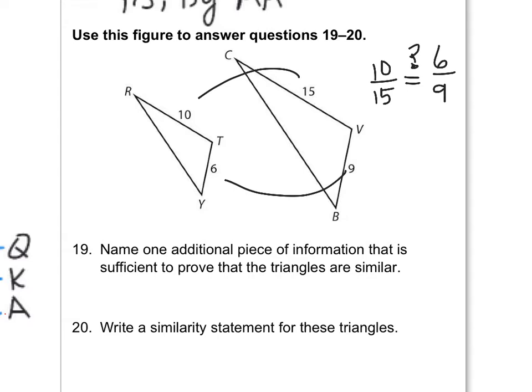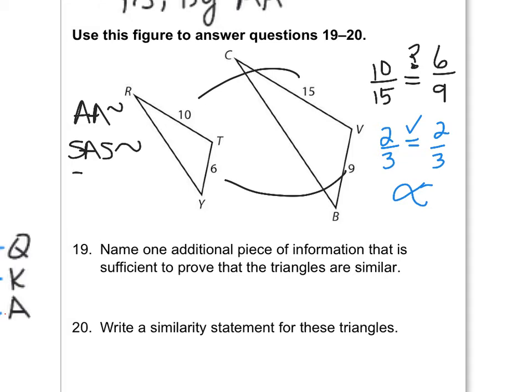If I reduce this, it'll turn into 2 over 3. And if I reduce the second one, it also turns into 2 over 3. So check mark. The sides are proportional. So we have sides proportional. So the similarity theorems are angle, angle similarity, side, angle, side similarity, and side, side, side similarity. So we could use side, side, side.